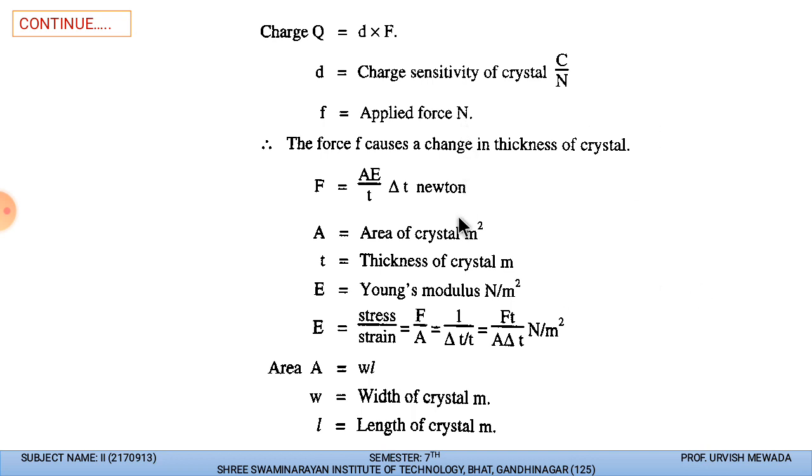And as we know, the Young's modulus E is the ratio of stress and strain, so F by A divided by delta T by T, meaning the change in thickness relative to the original thickness. That's why this equation becomes F T by A into delta T, in Newton per meter square. From this we can write the equation A is equal to W into L.